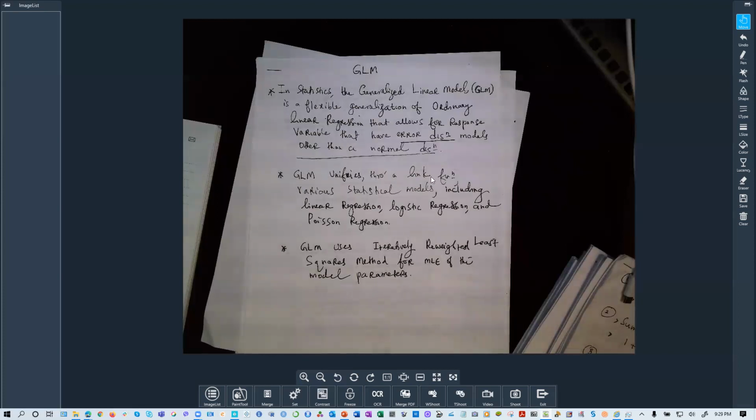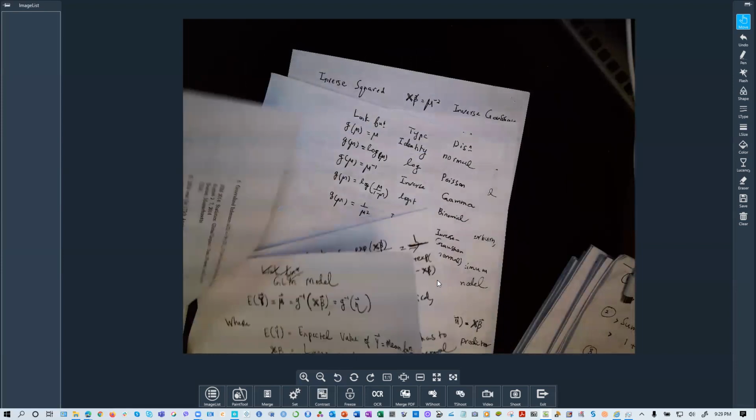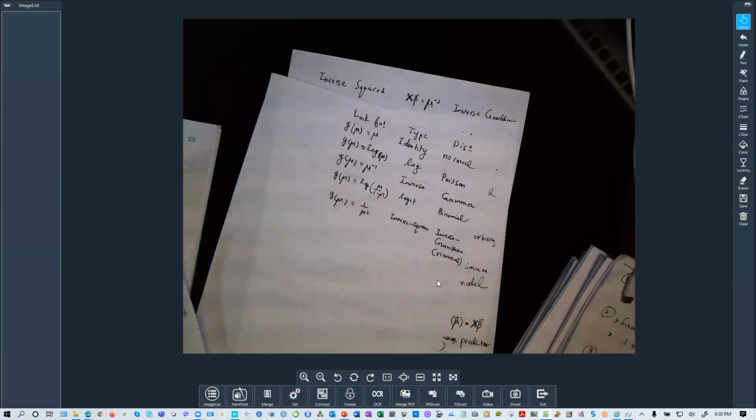GLM unifies through a link function various statistical models, including linear regression, logistic regression, and Poisson regression. There are so many types of regression. GLM uses the iteratively reweighted least squares method for maximum likelihood estimate. ML stands for that, of the model parameters. That's how you're going to estimate the parameters. We don't go to that part. So they are using some kind of iterative method to get the values. Yes, that's one thing.